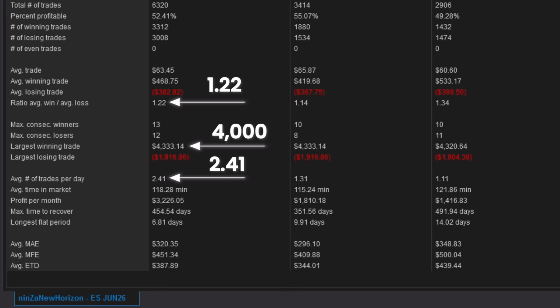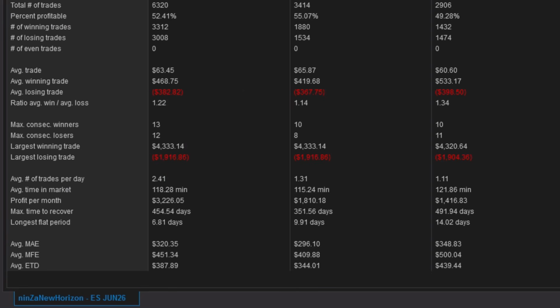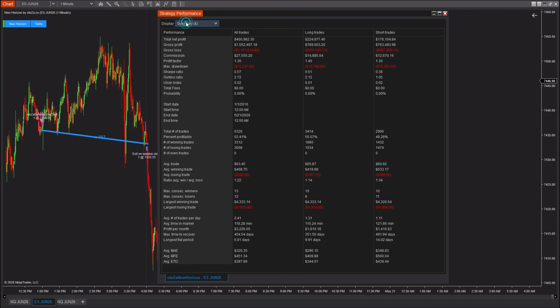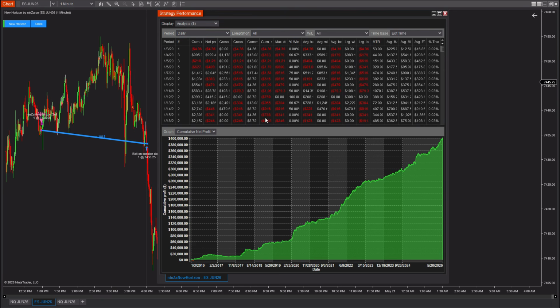The largest winning trade exceeded $4,000, while the system averaged only around 2.4 trades per day. This helps reduce overtrading and keeps execution much more stable. When combined with the large sample size and low drawdown, these numbers further reinforce the consistency and long-term reliability of the strategy. This P&L curve looks very healthy overall.